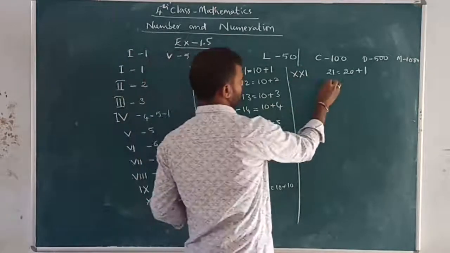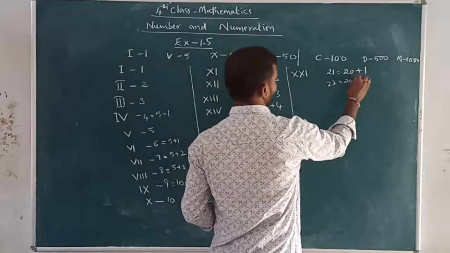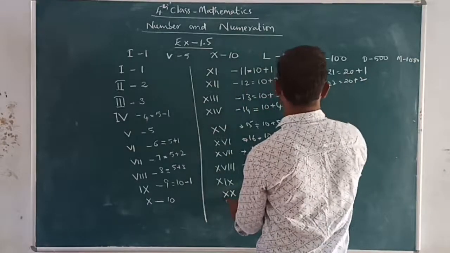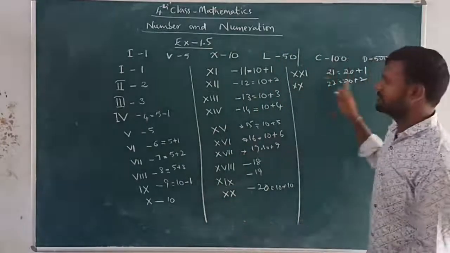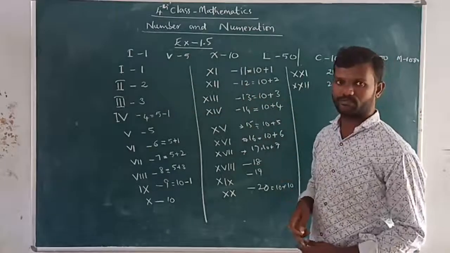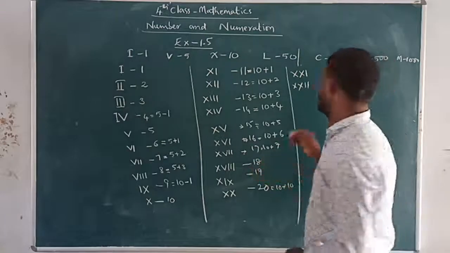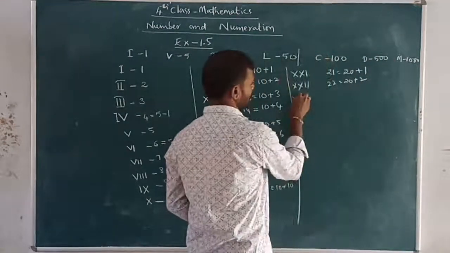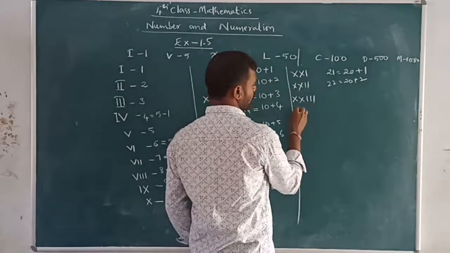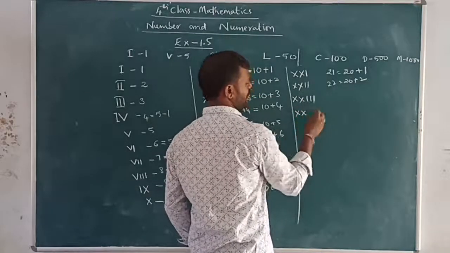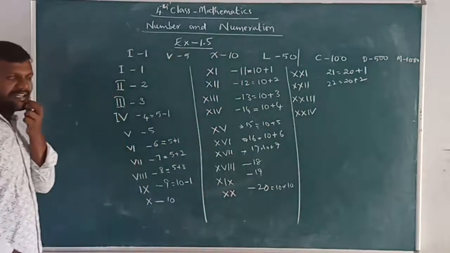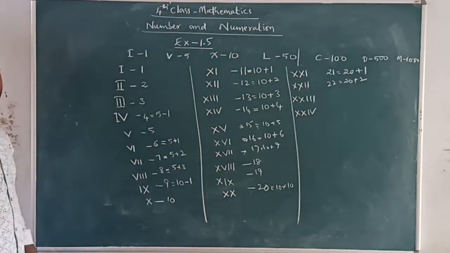And next, 22. 22 means what? 20 plus 2. What is 20? 2X means 20. And 2 means we have 2 lines. So 2X and 2 lines, that is 22. 23 means 2X is 20 and 3 lines. 24: 20 and 4 means this is 4. Like this you have to write all the numbers in the 20s.